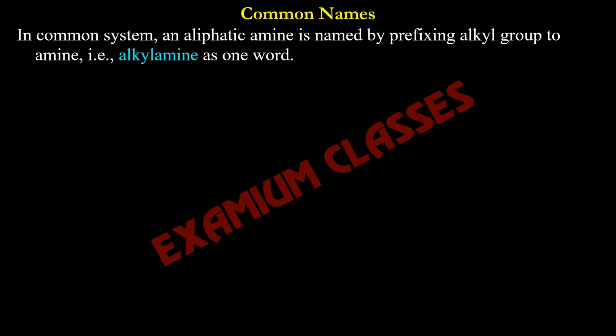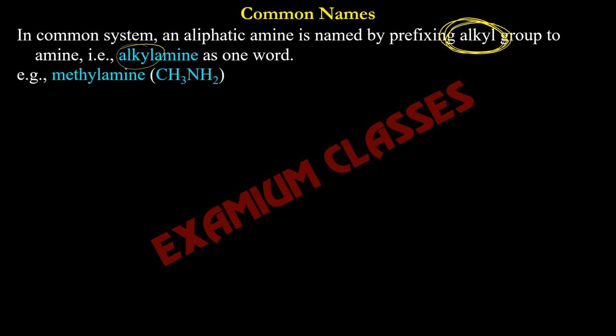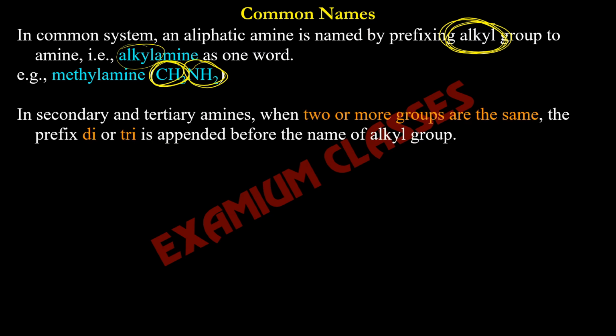When we say common names, aliphatic amines are named by prefixing the alkyl group. So remember, not alkane. This is the difference between common names and IUPAC names. Here, alkyl group to amine. So for example, alkylamine: methylamine, ethylamine, etc. So this is the example. The simplest one, CH3NH2. So this is the amine here, and we have written this CH3 as the methyl alkyl group, right?